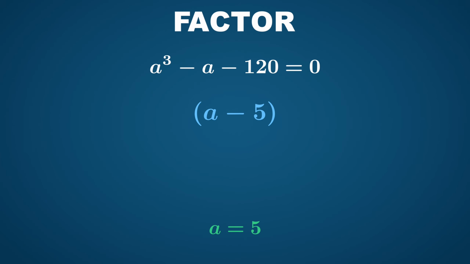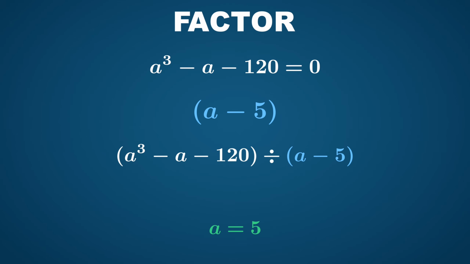Therefore, the binomial a minus 5 is a factor of the polynomial. We must divide our cubic polynomial by this new known factor. The polynomial is a cubed minus a minus 120. We are dividing this entire expression by the binomial a minus 5.